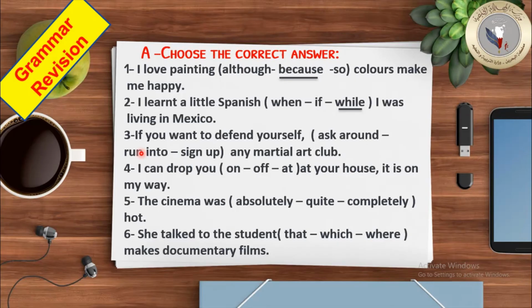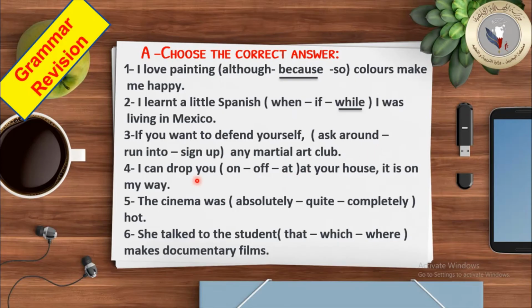Now we come to sentence number 3. If you want to defend yourself, you ask around, run into, sign up any martial art club. Martial art club like karate, like kung fu, and so on. All of these are called martial art. MMA also is a martial art. So now, what would you choose?